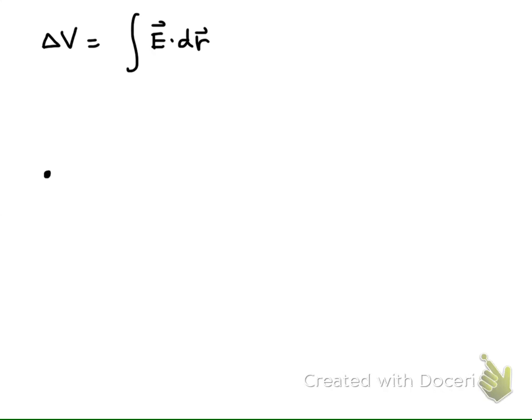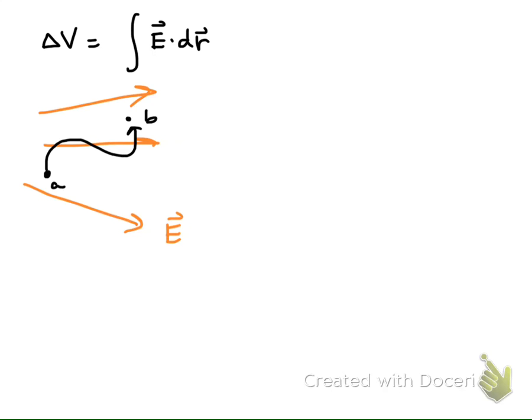if we are in the region with an electric field, and we want to calculate the electric potential difference from point A to point B along a path, maybe like this, you do the integration by calculating the integral of E dot dr along this path, and then add it up to get the potential difference.